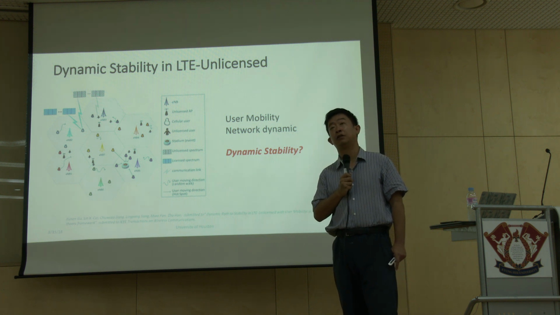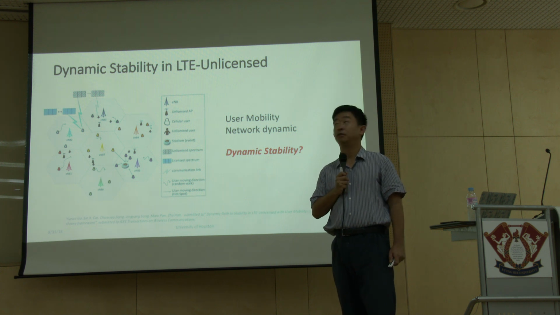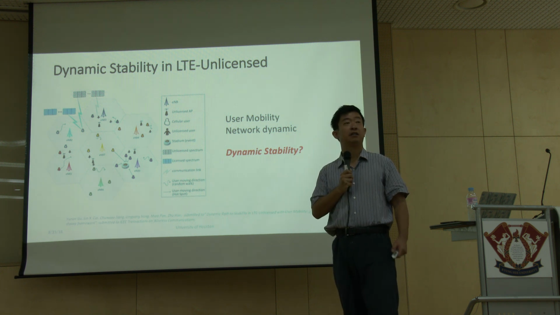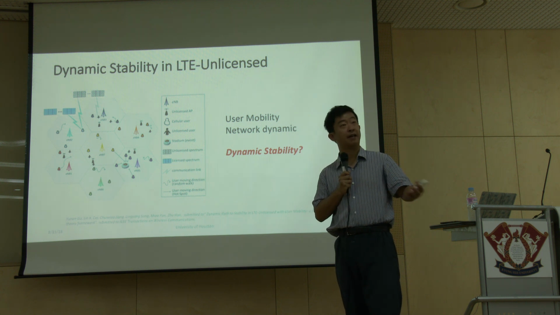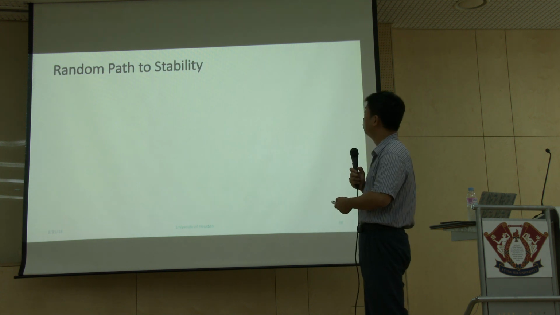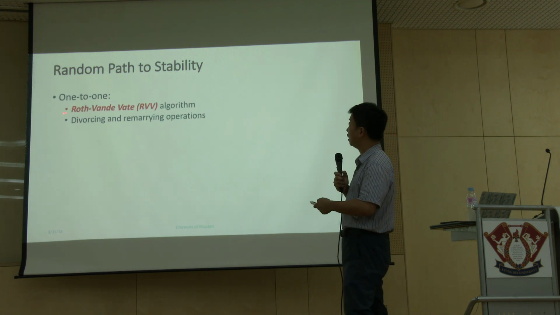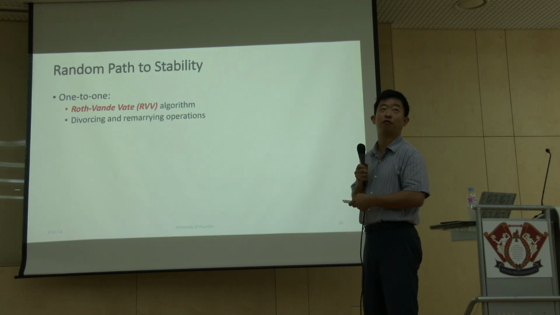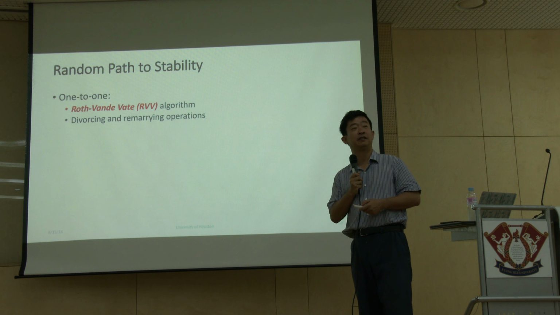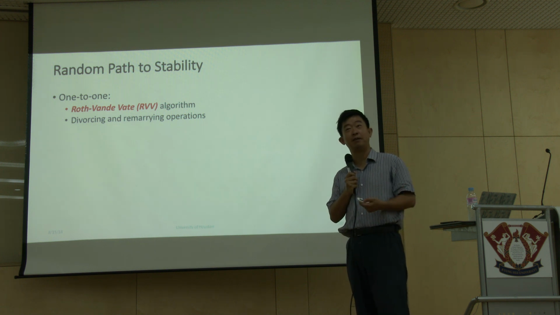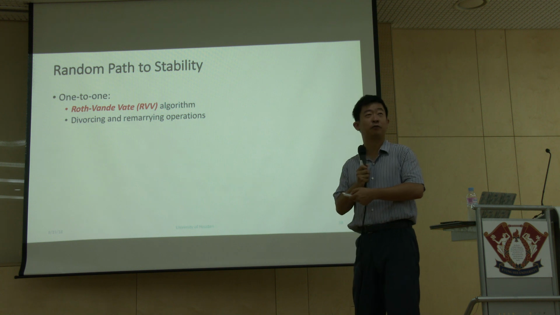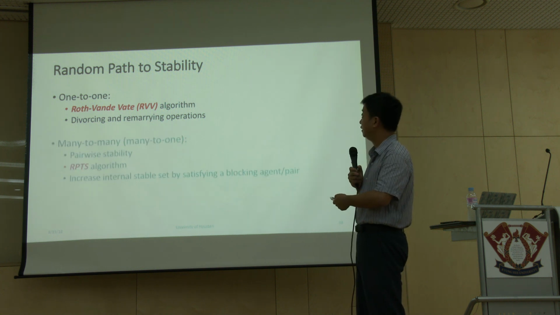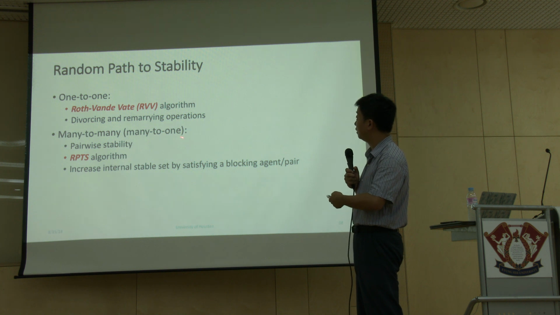Even though the GS algorithm is very simple, if your network size is much bigger, it might not be a good idea to redo the GS algorithm again. So in this case, what do we need to do? This is called the RVV algorithm. The basic idea is the divorcing and remarriaging operation. We select the pair that is not very happy due to the dynamic, and then we force them to divorce and remarry. Here we have the many-to-one situation for this specific case, and the algorithm is called RPTS.